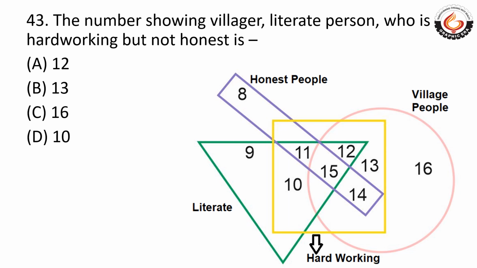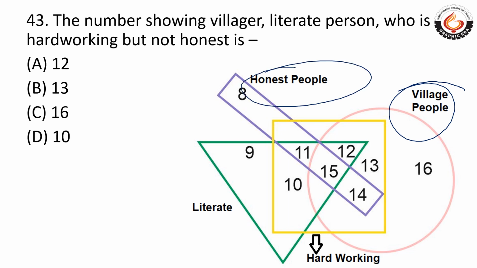The number showing villagers. Now this is another question. In this it's again 4 figures. The circle goes for village people, this rectangle goes for honest people, triangle goes for the literate ones, and this square goes for hardworking people. Now, the number showing villager, literate person who is hardworking but not honest. We shall start with one thing, because if we keep on finding from all the digits, it will become tough for us to find a number from all of these.